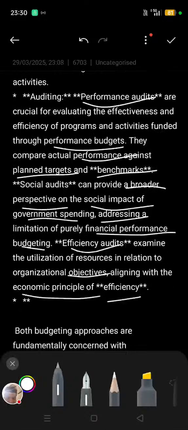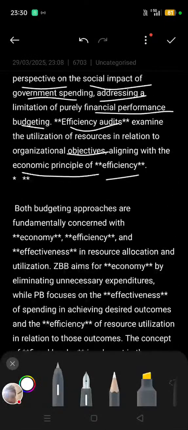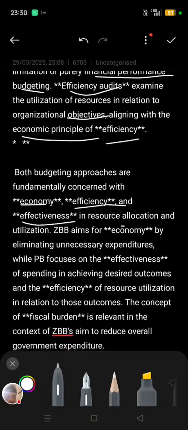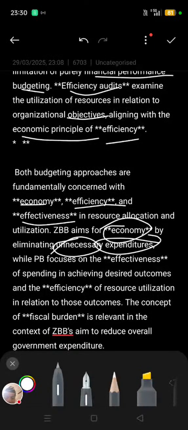Then both budgeting approaches are fundamentally concerned with economy, efficiency, and effectiveness in resource allocation and utilization. Zero based budgeting aims for economy by eliminating unnecessary expenditure, while performance budgeting focuses on effectiveness of spending in achieving desired outcomes and the efficiency of resource utilization in relation to those outcomes.